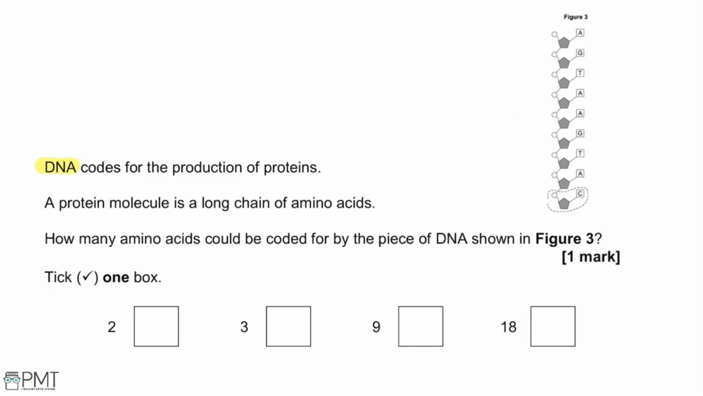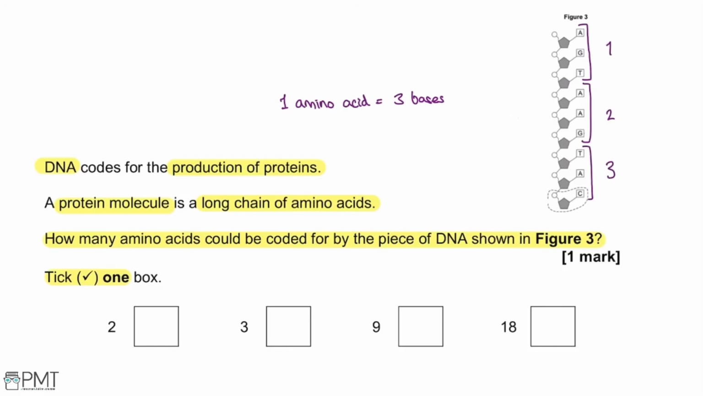DNA codes for the production of proteins. A protein molecule is a long chain of amino acids. How many amino acids could be coded for by the piece of DNA shown in figure 3? Tick one box. So an amino acid is coded for by 3 bases. So what we need to do is figure out how many sets of 3 bases are given to us in figure 3. We can see that there's 9 altogether, and that gives us 3 sets of 3. So that's the answer that you need to tick.